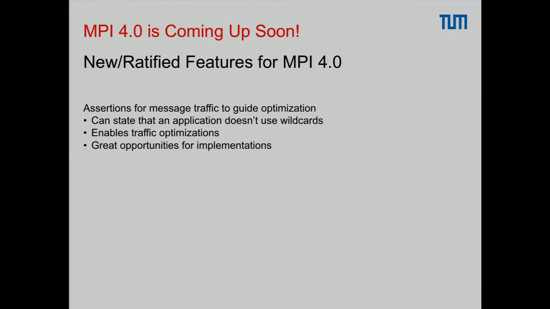Some of those things are already in the standard, ratified, but just haven't been put into a published version. Those have gone through the MPI Forum, which works on the standardization of these concepts. They have been blessed by the forum, and they're in what we call the golden copy of the standard. So for one, you will see assertions for message traffic, which I think is going to be quite useful if you know exactly what your communication pattern is and you want to optimize for a particular scenario. You can, for example, state that your application on a particular communicator doesn't use wildcards, that you don't care about whether messages overtake each other.